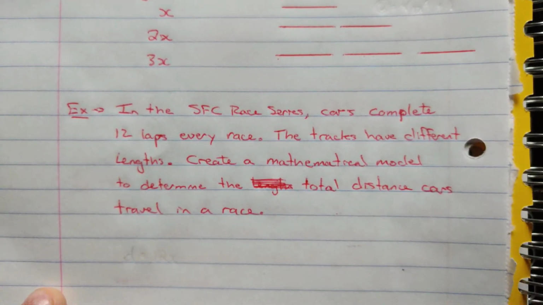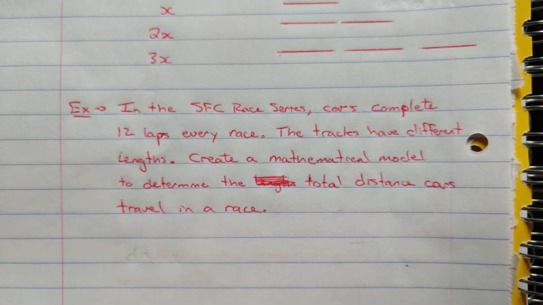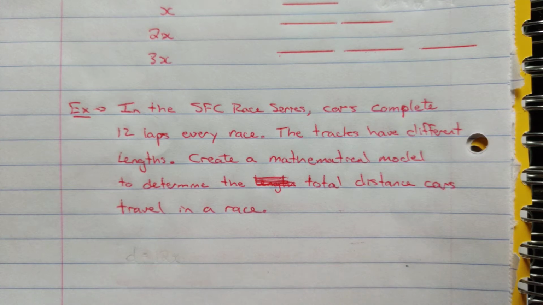So an example here, working with this, we're going to make a mathematical model. In the SC or FSC race series, a super fast car race series, cars complete 12 laps every race. The tracks for these races have different lengths, however. So we want to create a mathematical model to determine the total distance the cars travel in a race. Every race they're going 12 laps, but we don't know how far they're going. So that's our unknown value.